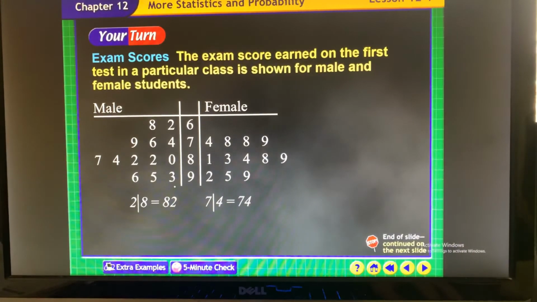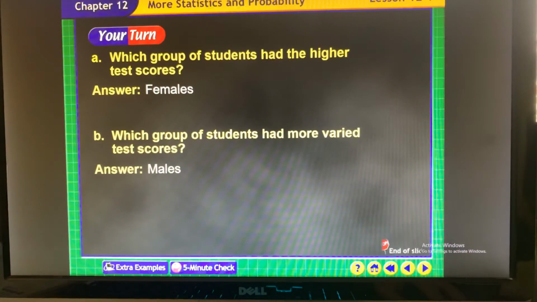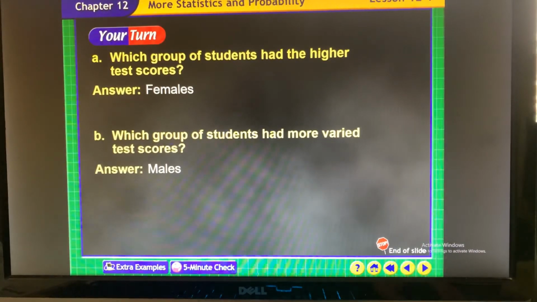This is a back-to-back of exam scores. So female exam scores to male exam scores. Interesting, isn't it? So female's highest score was 99%. Male highest score was 96%. Look, females don't really have anything in the 60s. Males do. So there's a lot of information that you can get from this. First question would be, which group of students had the higher test scores? And which had the most varied? The males did. There you go.